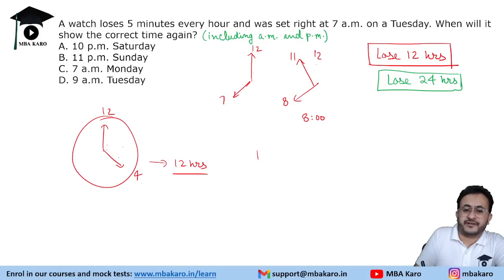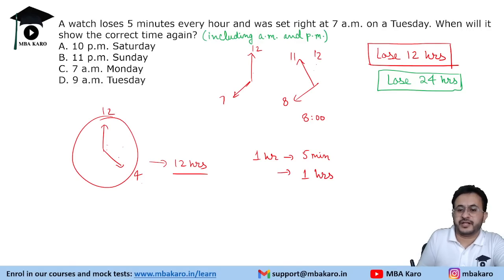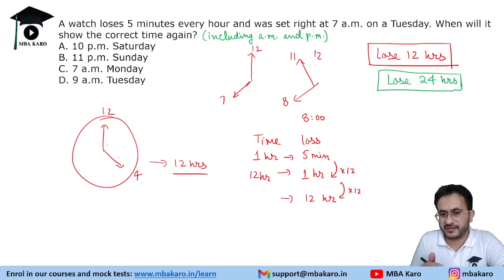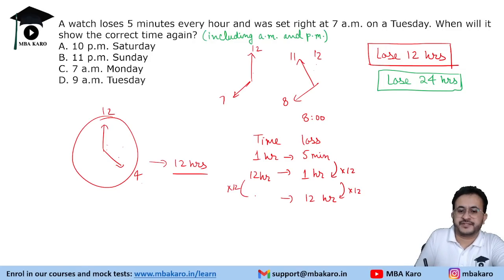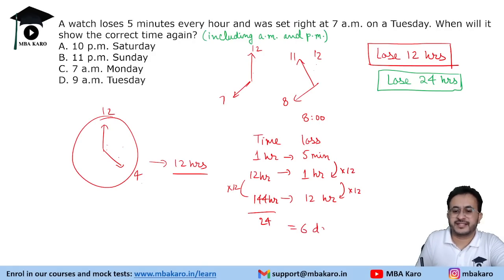Okay. Now in 1 hour, the loss is 5 minutes. There is a loss of 1 hour in how many hours? 1 hour of loss, time and loss. 1 hour of loss will happen into 12 times. That is 12 hours. 12-hour loss will happen into 12, right? 1 hour into 12 hours is 12 hours. So 12 into 12, that is 144 hours. Now one day is 24 hours. So 144 divided by 24 will give us 6 days. So in 6 days, it will lose 12 hours.